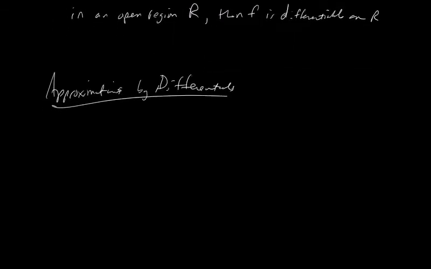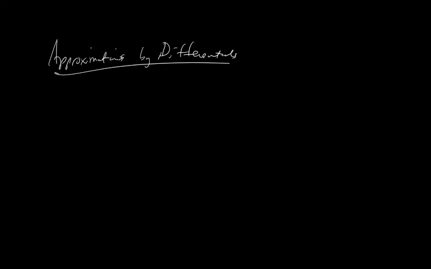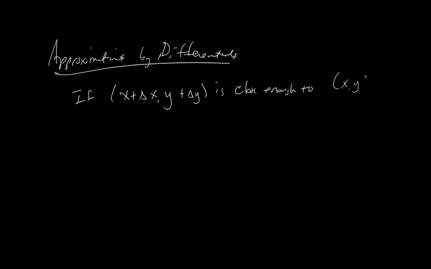Okay, so the idea here is that if we choose points that are close enough together, the epsilon 1 delta x and epsilon 2 delta y are so tiny they don't even matter anymore, right? So we can use that as an approximation if we are close enough. So let me write that down. So if x plus delta x, y plus delta y is close enough to the point x, y, then epsilon 1 delta x and epsilon 2 delta y become insignificant, right? They're so tiny they don't even matter.